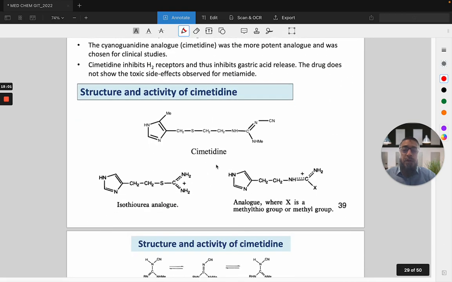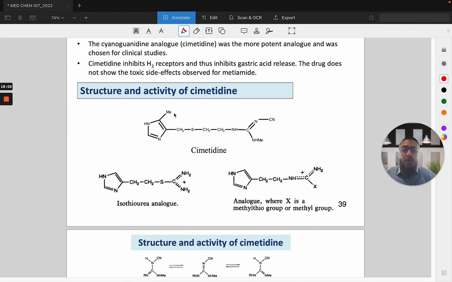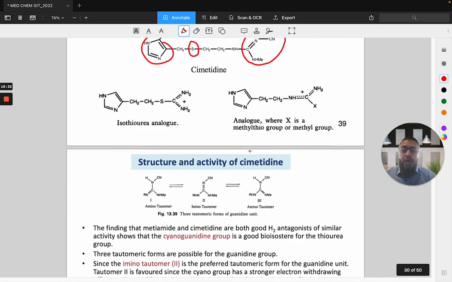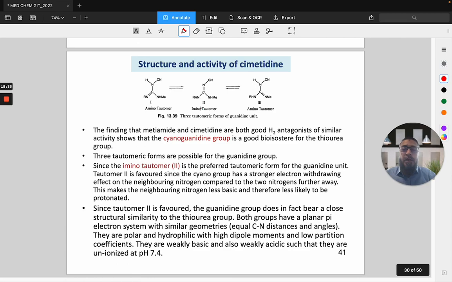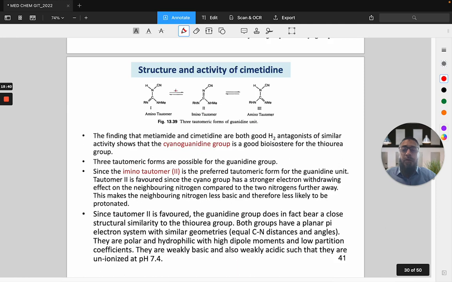So that led to the synthesis of cimetidine. You can see cimetidine has this imidazole ring. It has an electron withdrawing group, which has the ability to decrease the pKa value of the imidazole ring. And the third thing is it has the cyanoguanidine group, which has the ability to bind with the receptor through hydrogen bonding. This is the side chain of cimetidine, which contains the cyanoguanidine group.